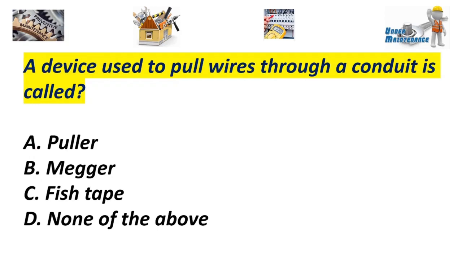A device used to pull wires through a conduit is called A. Puller. B. Meter. C. Phase tape. D. None of the above. Answer C. Phase tape.